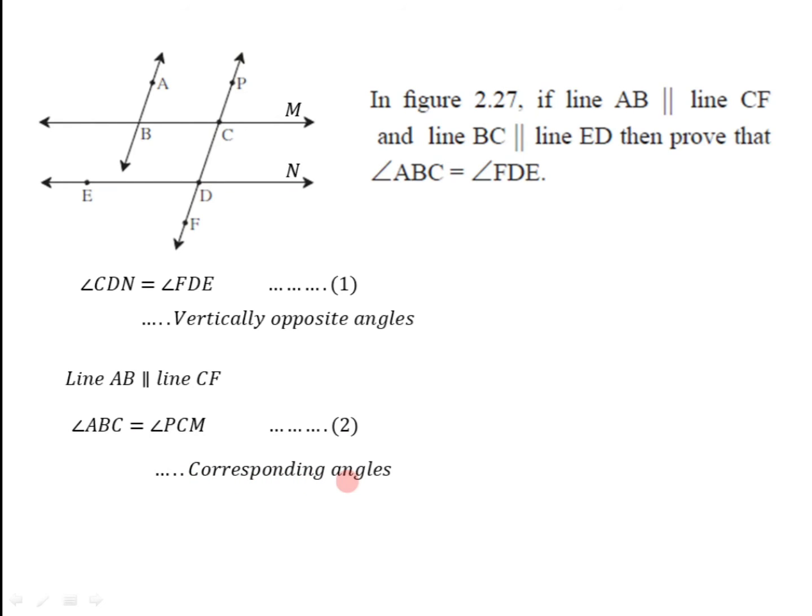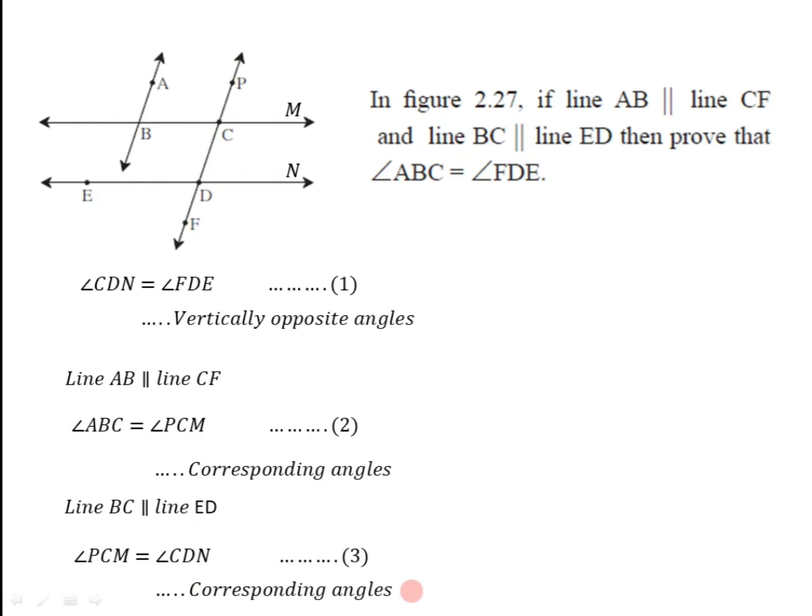In the same way, there is another pair of parallel lines, line BC and line ED. It is also given that line BC is parallel to line ED. Again, if we consider these two parallel lines and CF as their transversal, then we have another pair of corresponding angles, that is angle PCM and angle CDN. These two angles are also corresponding angles, and in the same way, if these two lines are parallel, corresponding angles so formed must be congruent, that is angle PCM is equal to angle CDN. We'll call this equation number 3. Again, the reason is corresponding angles.